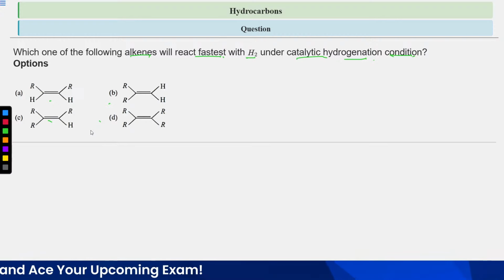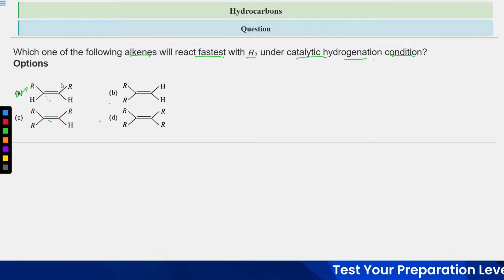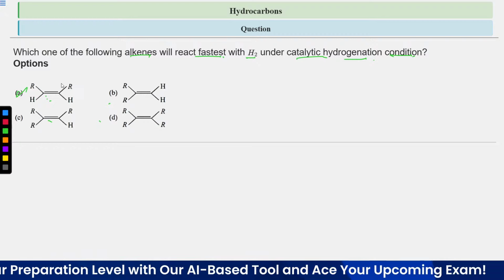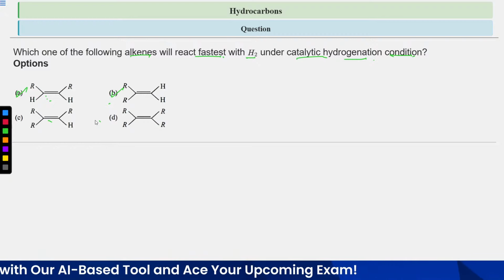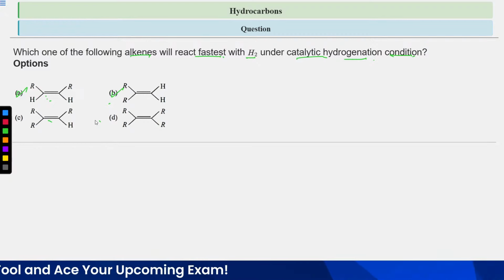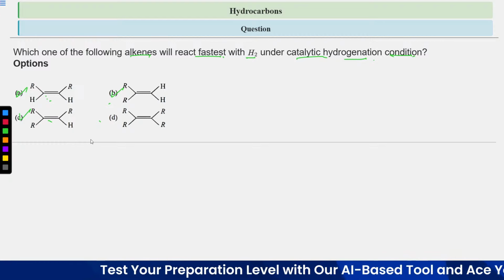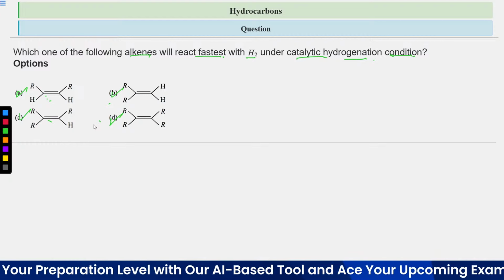Options are: in the first option we have an alkene, you can say this is a butene, and the double bond is present between the second and third carbon. In option B we have again a butene, where two R groups are attached to the first carbon. And in the third option we have again a butene, where two R groups are attached to the first carbon and one R group is attached to the second carbon.